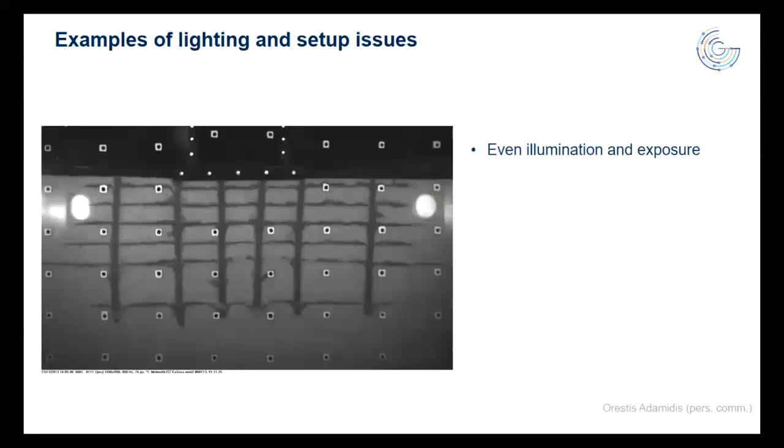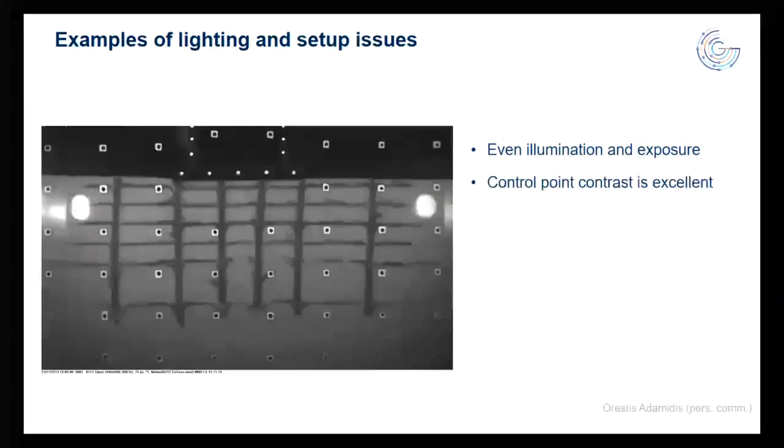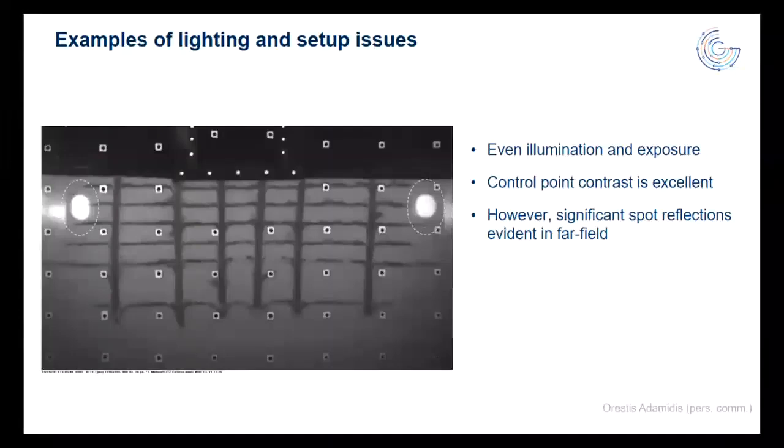Here's an example from Orestes Adamidis at Cambridge at the time. We've got nice even illumination and exposure. Control point contrast is excellent. However, you've got these two great big white spots in the far field, which meant that part of the simulation just couldn't be used in the analysis.